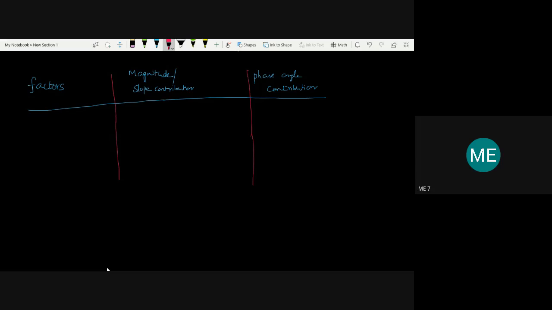Yeah, good morning. So in the last class, we discussed the different standard factors which were contributing to the magnitude, the slope contribution, and the phase angle contribution. So we'll discuss them today in a consolidated way. The first factor which we have discussed is system gain K.